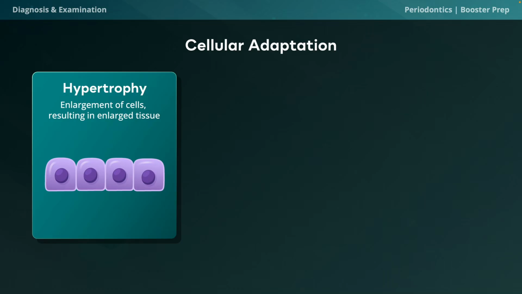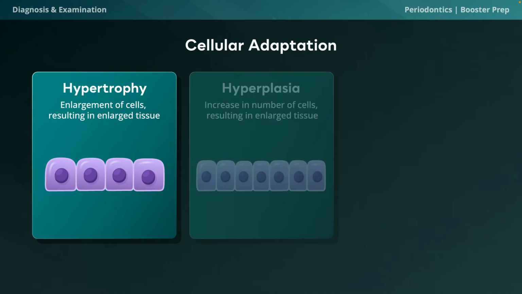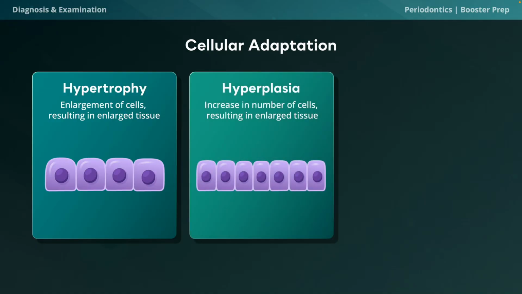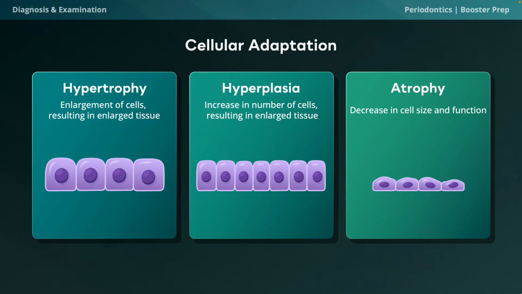Hypertrophy refers to the enlargement of individual cells, which leads to an overall increase in the size of the affected tissue or organ. Hyperplasia is characterized by an increase in the number of cells, also resulting in tissue enlargement, but through cellular multiplication rather than cell growth. Finally, atrophy involves a decrease in the size and function of cells, leading to a reduction in the overall size and activity of the tissue or organ.